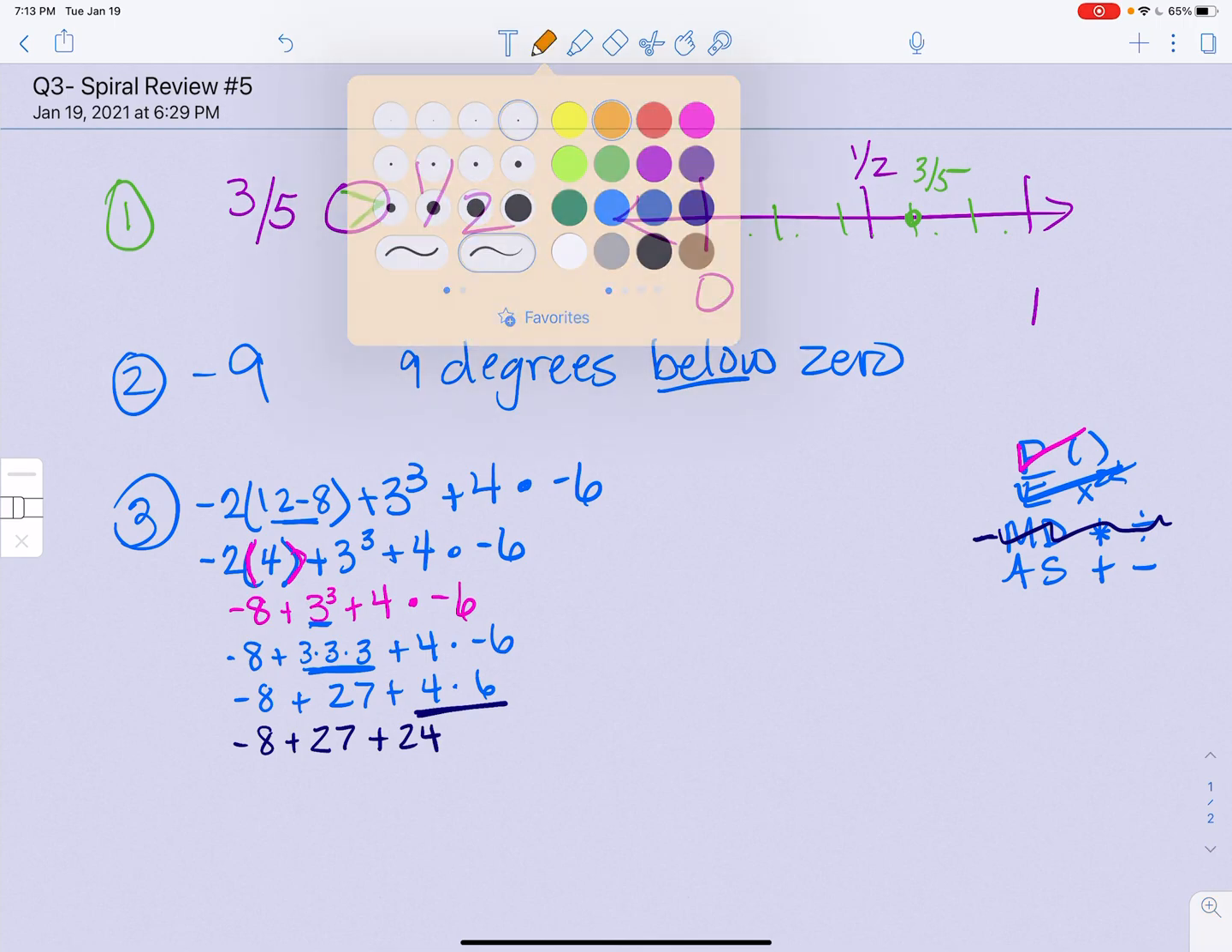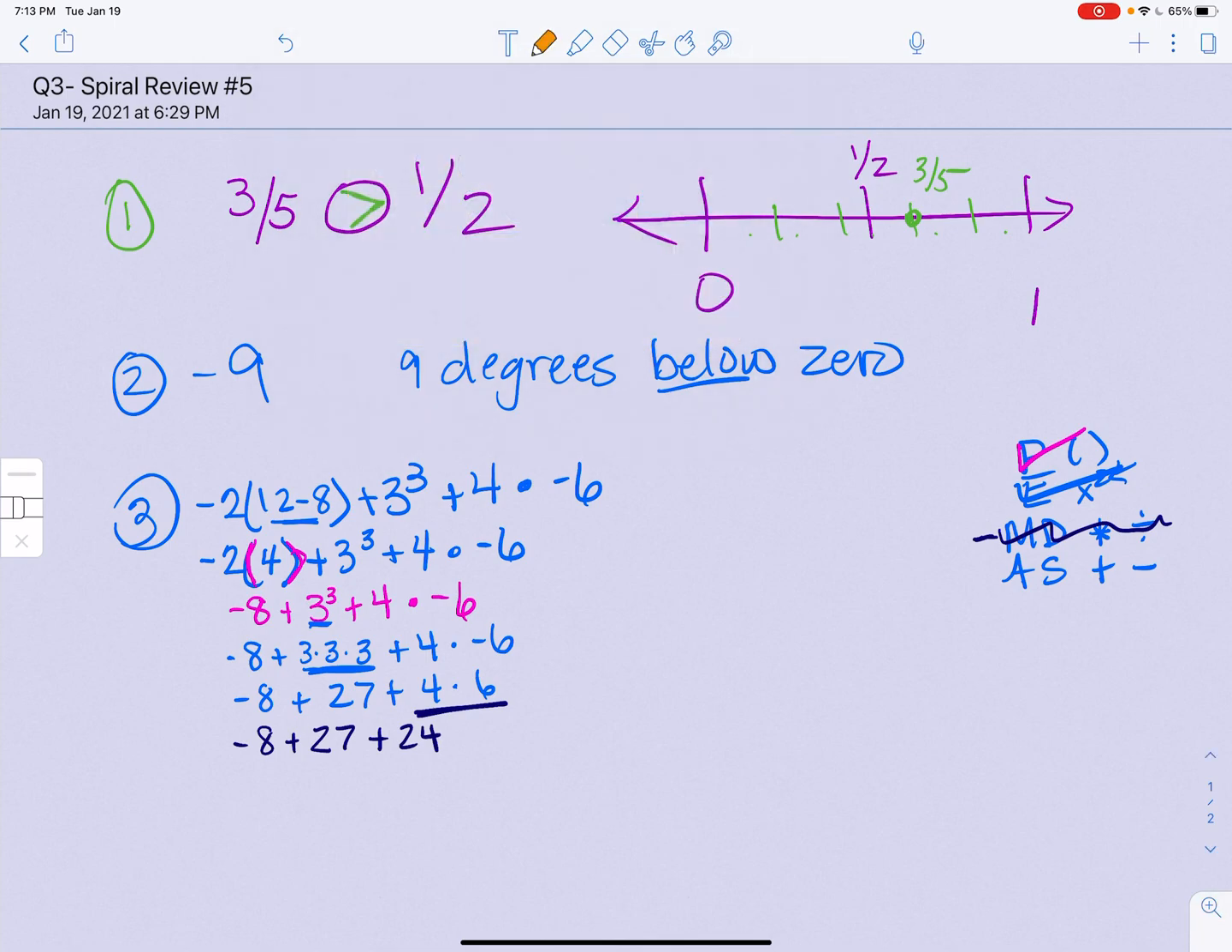The last step, I guess we'll do oranges. Addition and subtraction from left to right. So I'm going to go this way, okay? -8 plus 27. Well, that's different signs. It's positive and negative. So 27 minus 8. 19, and it's positive because 27 is further from 0. So 19 plus, bring down the 24. Now I'll do the last step. 353. Verify that my answer matches my other answer.